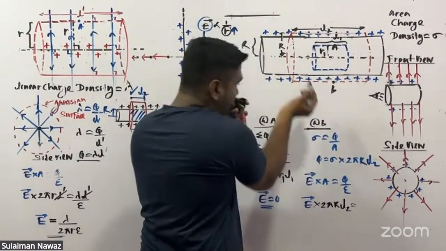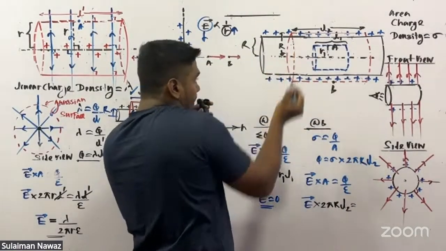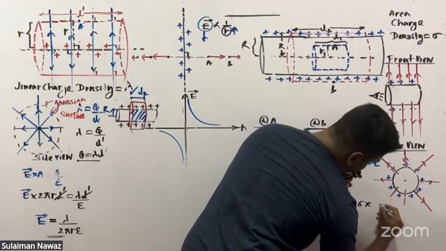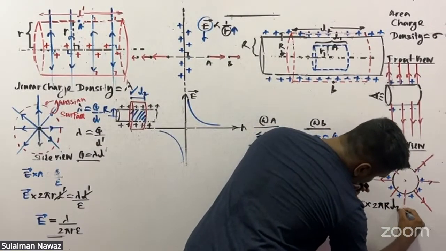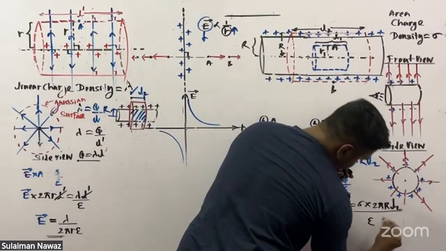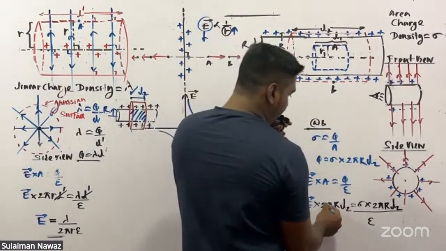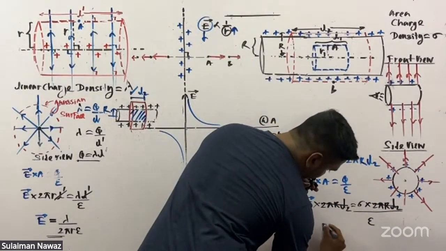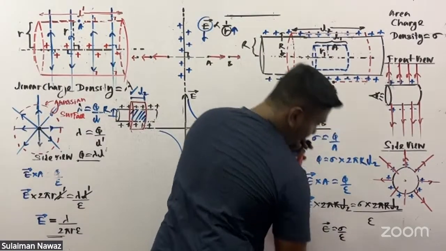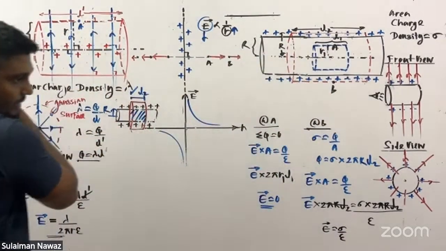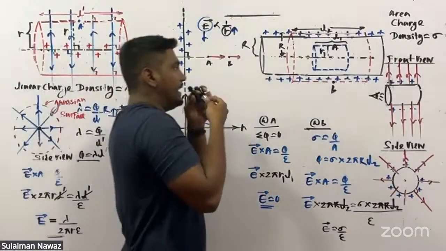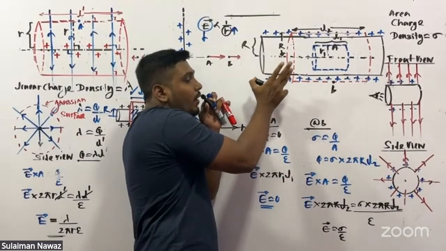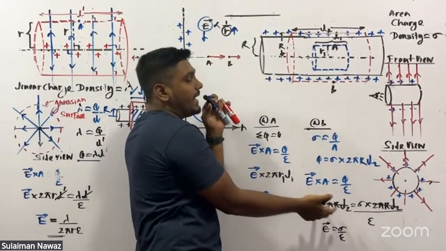The total charge inside the red color Gaussian cylinder is sigma into 2 pi capital R L2 over permittivity epsilon. Then 2 pi capital R L2 cancels out, and we get intensity as sigma over epsilon. So the intensity at any point inside the cylinder is 0, and at a point just outside the cylinder it is sigma over epsilon.